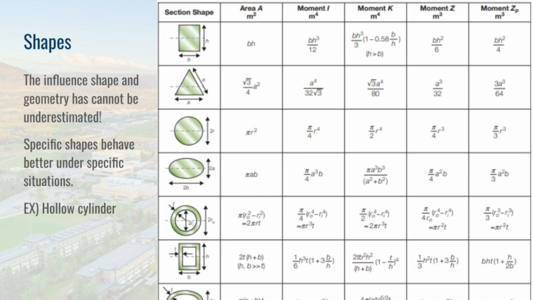For different use cases, different shapes will have different reactions. A good example is a hollow cylinder. Think of a toilet paper roll. I didn't bring one today, but you can still think about it.